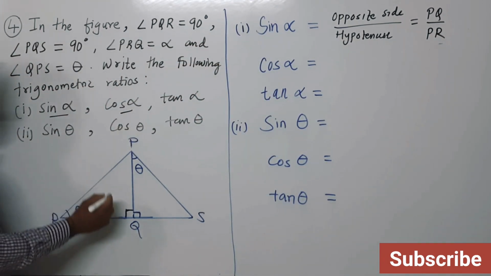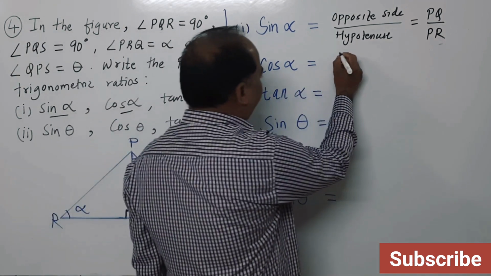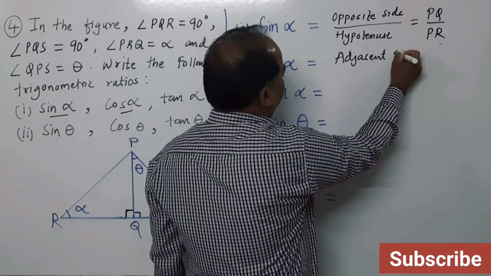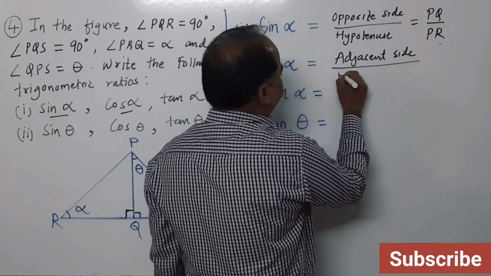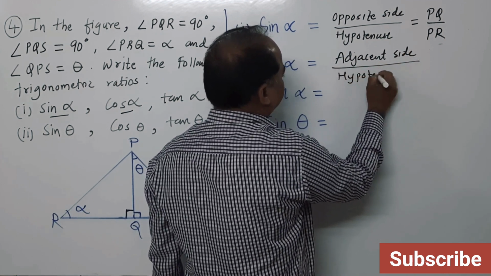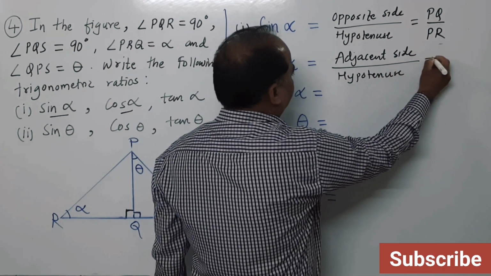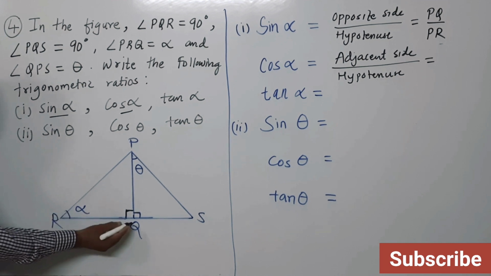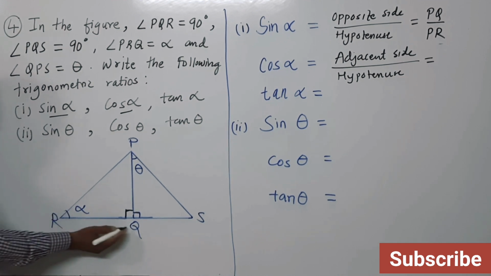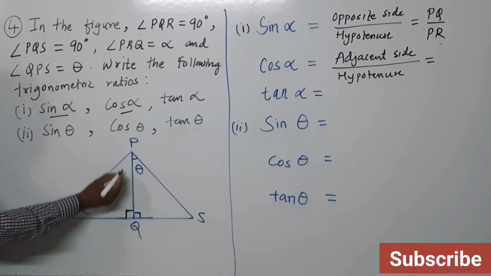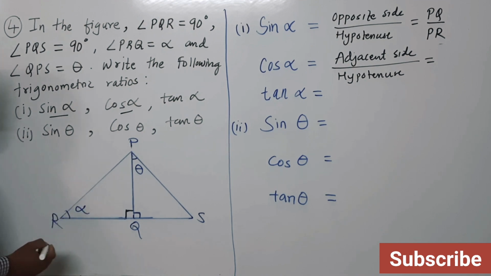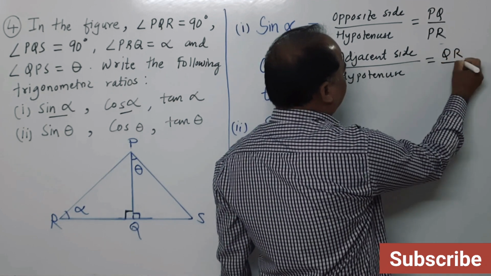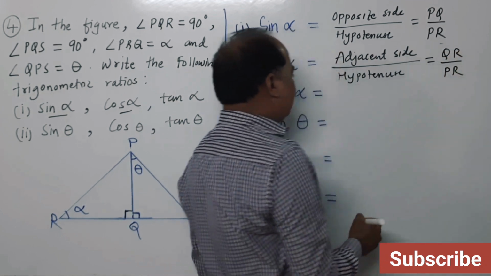Next is cos alpha. Cos alpha is given by the formula adjacent side upon hypotenuse. The adjacent side to angle alpha in triangle PQR is side QR, and the hypotenuse is side PR. So QR upon PR is cos alpha.